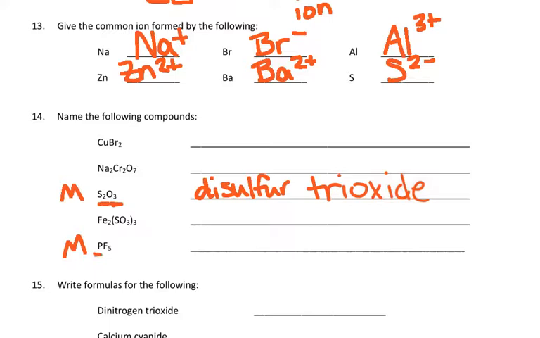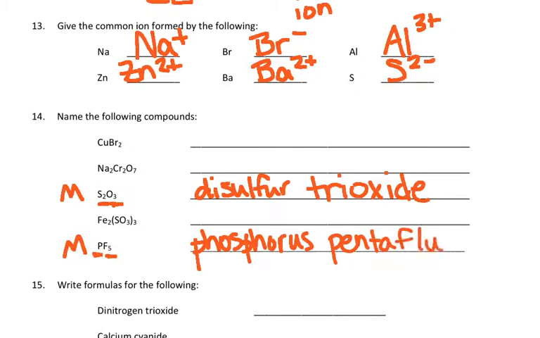Okay, for this one, we only have 1 phosphorus. We do not use mono except for the second element in the compound. And then 5 is going to be penta. So it's pentafluorine, which gets changed to pentafluoride. Okay, the remaining 3 are going to be ionic because they're made up of metal and nonmetal.